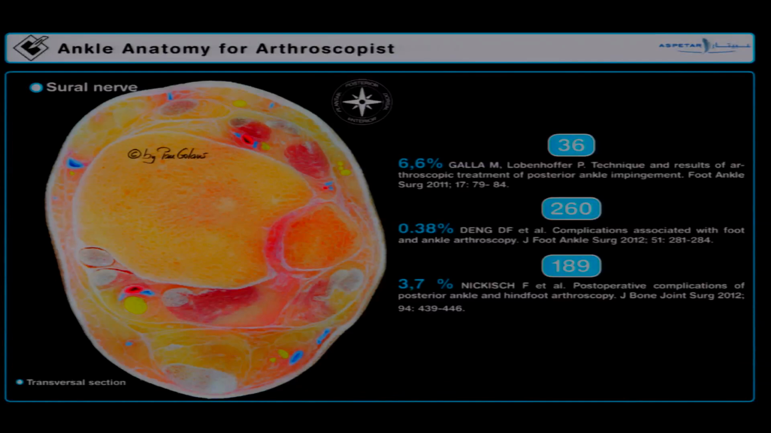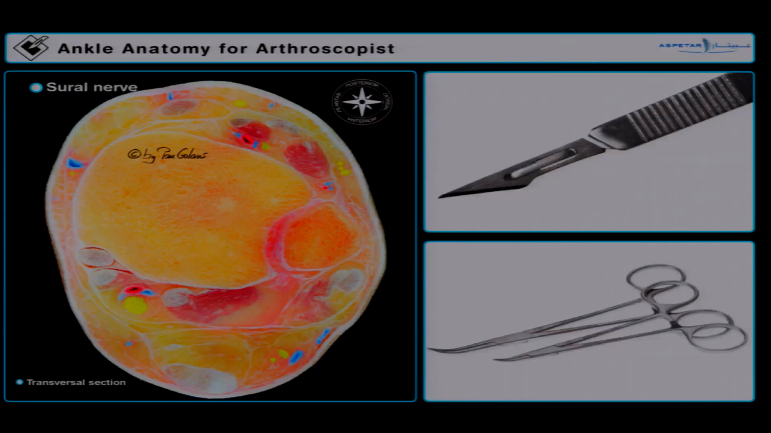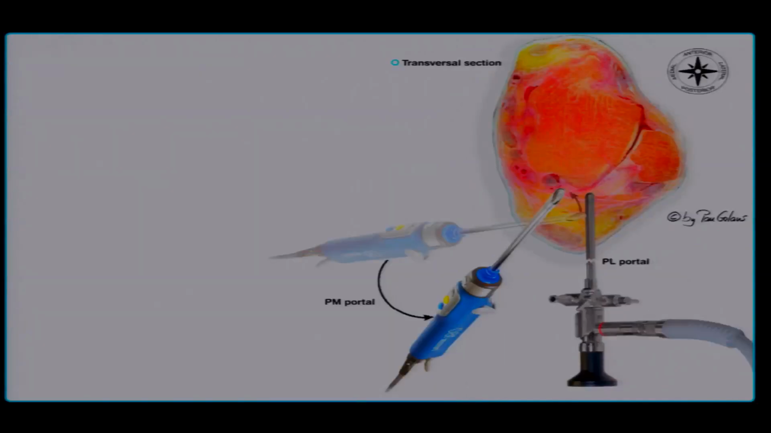The sural nerve has a different percentage of lesion. You need to remember this nerve. You can see it in this transversal section, and again, this is very important, the technique. This is the way to perform the ankle arthroscopy. In the posterior ankle arthroscopy, I don't explain this. I am sure you know it very well, or other speakers explain about this.